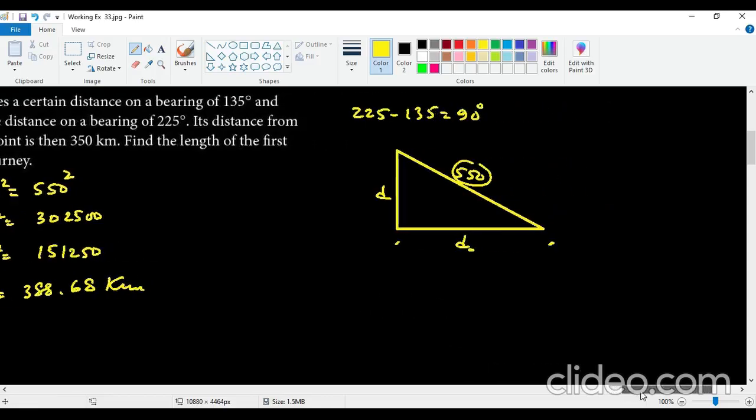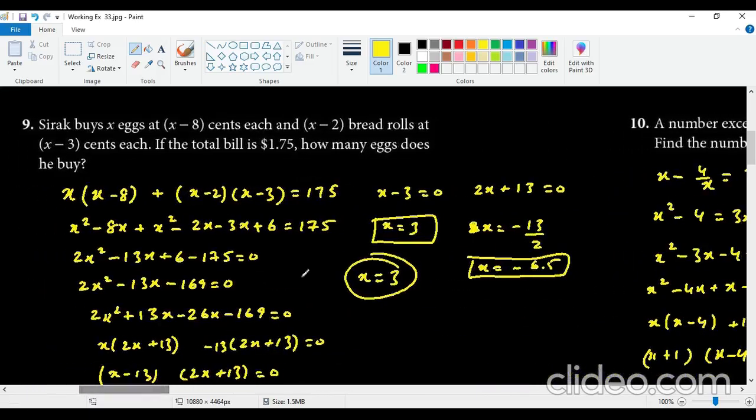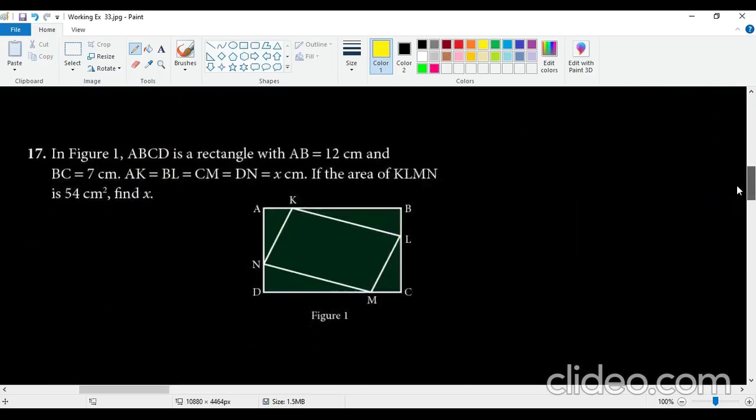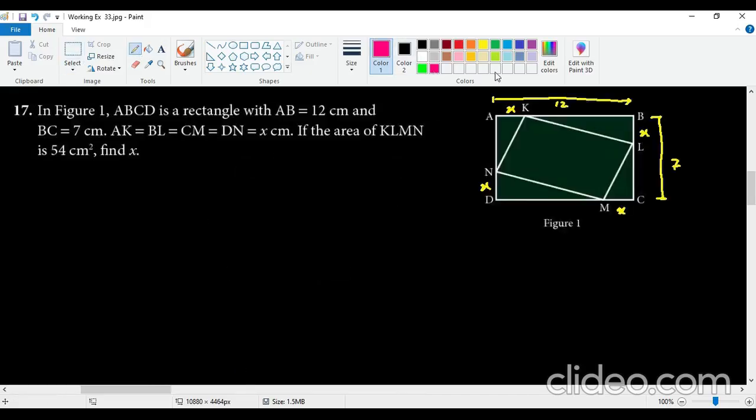Moving on to the next question, which is question number 17, a bit tricky one. Now, in this question, before we proceed, we should understand that we are talking about a figure where AB is 12 and BC is 7, and all the other values like AK, BL, CM, and DN are all x values. We have no idea what the value of them is. We need to find x first.